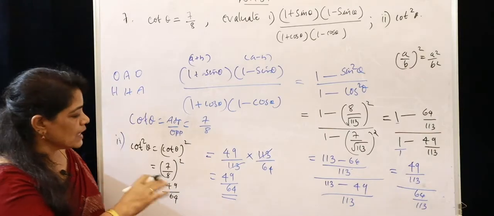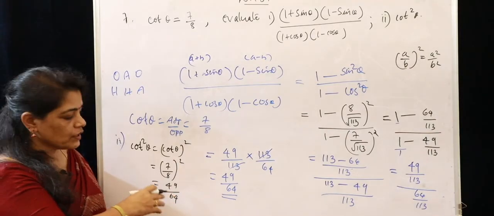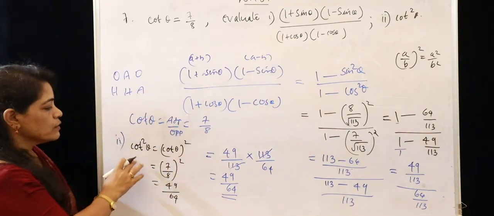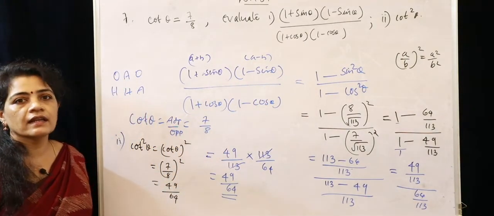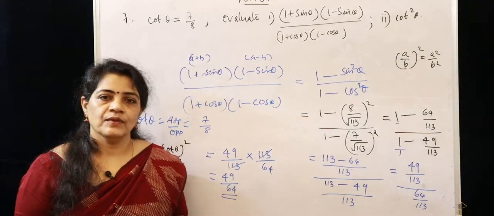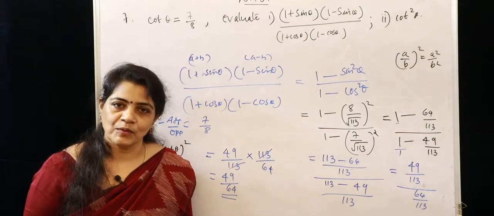So in both cases we have got the same answer, 49 by 64, after evaluating the first part, and the cot square also you can very simply write down. That is 49 divided by 64. Now we are moving to the next problem.